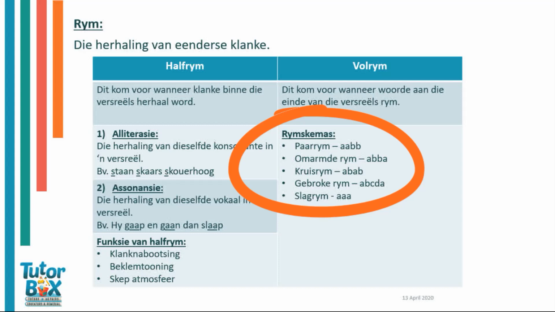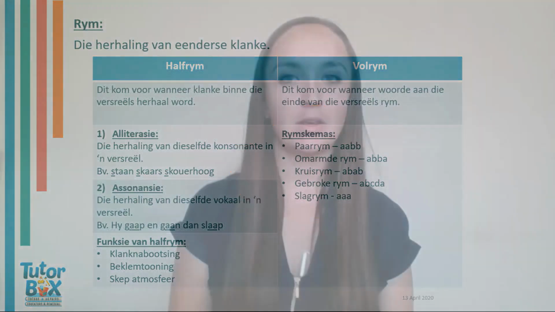Omarmde rym is a, b, b, a. Kruisrym is a, b, a, b. Gebroke rym is a, b, c, d, a. Okay, so that one doesn't have a rhyme. The second one doesn't always rhyme, or the one at the bottom that rhymes. This one doesn't have a rhyme. Okay, en dan slagrym is a, a, a. Okay, so all of them are rhyming and they form a tempo.